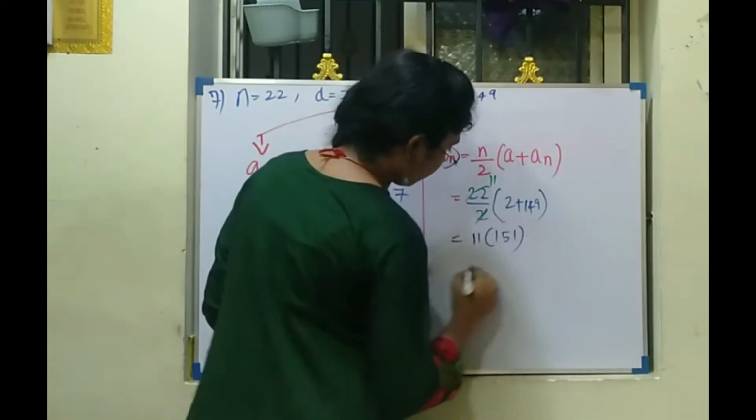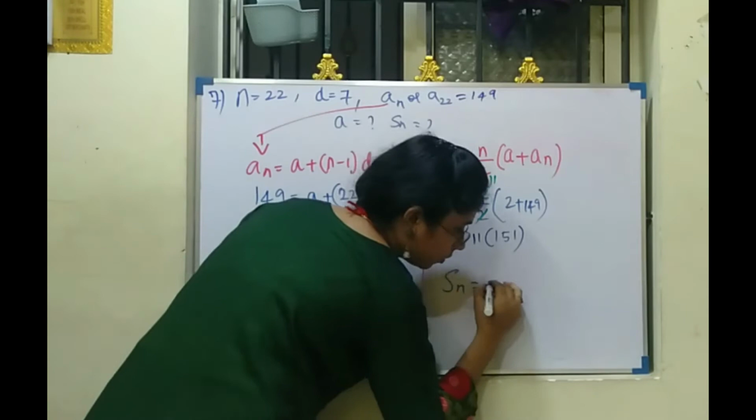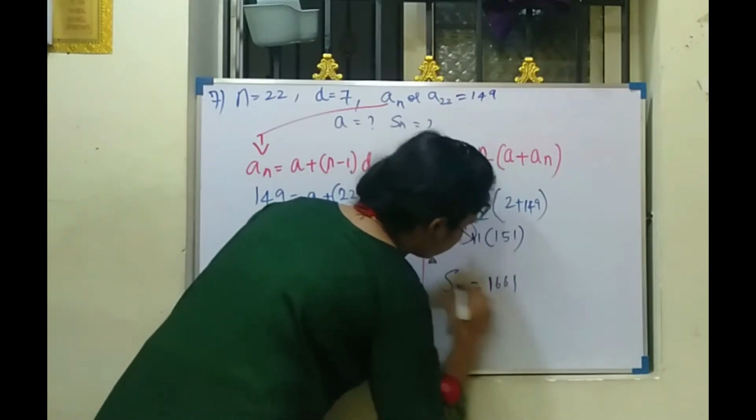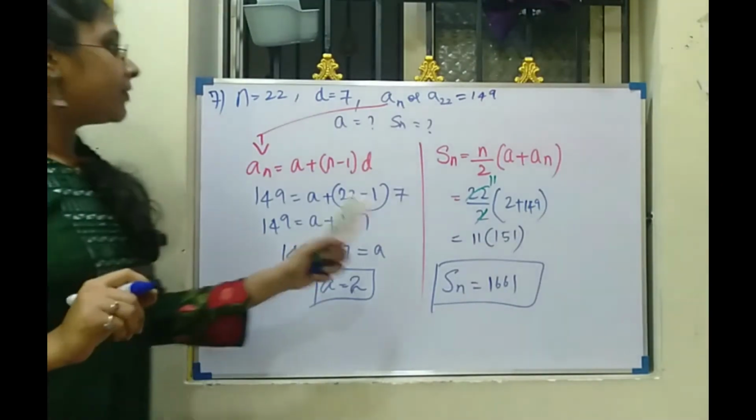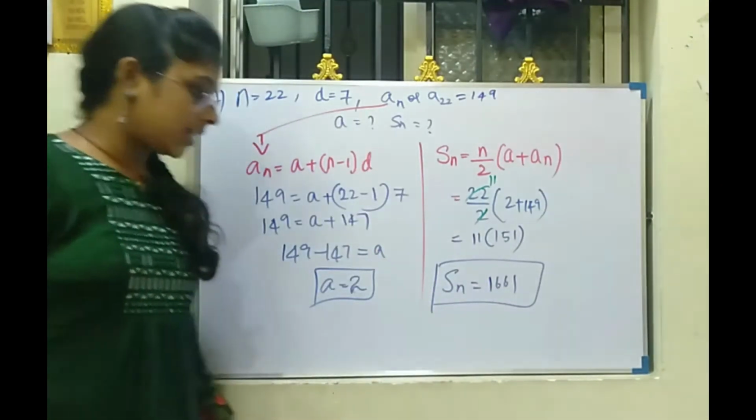Into 151, whereas Sn is equal to 1661. Okay. Sum of first 22 terms is 1661.